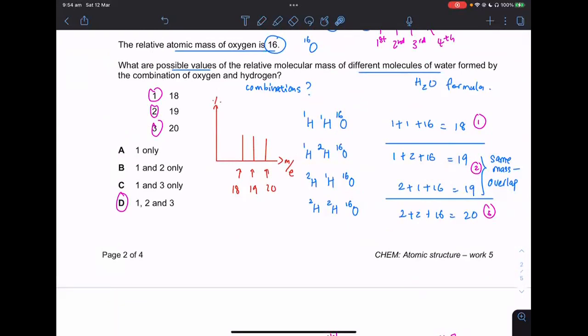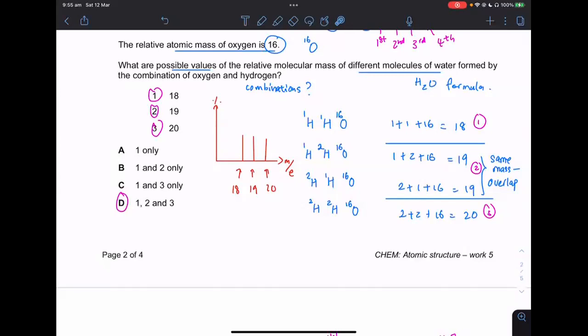Any other questions in this work 5 MCQ? No. Okay. So the atomic structure topic is not too bad, but it's very important for bonding. Now that you have started bonding, I think you know about the formula of ions, and they come from the idea of atomic structure. So far no more questions on work 5, yeah?